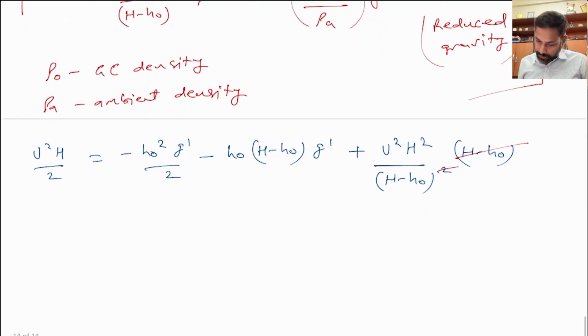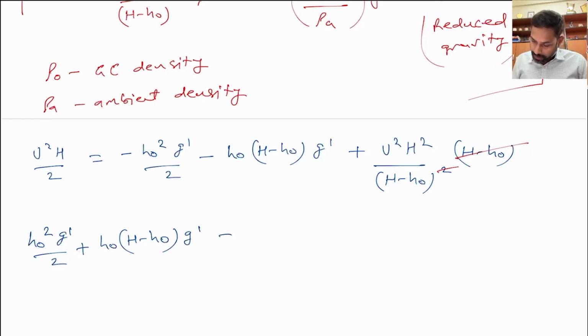Okay, so that gives us this equation, and here this term cancels with the denominator and we get this equation. Okay, so now we can bring this g prime term to the left, and this will become H naught square g prime by 2 plus H naught (H minus H naught) g prime, and that becomes U square H square over (H minus H naught) minus U square H over 2.